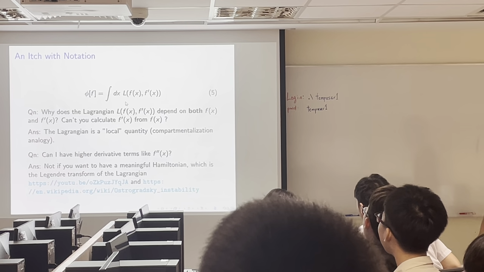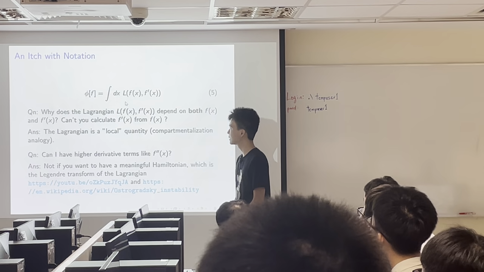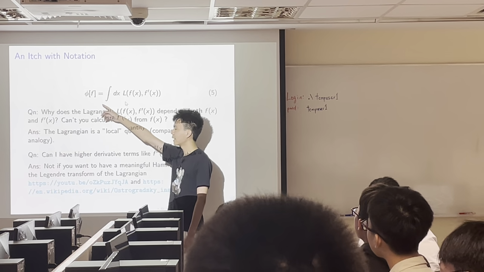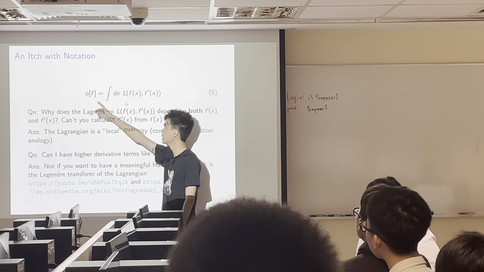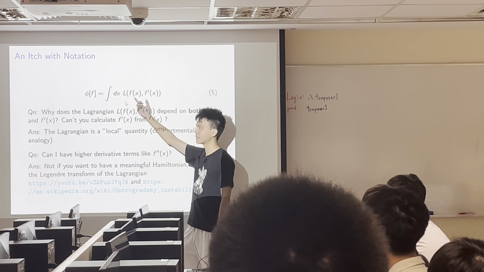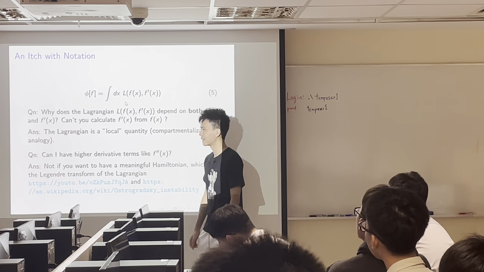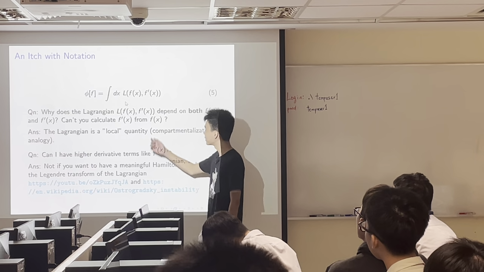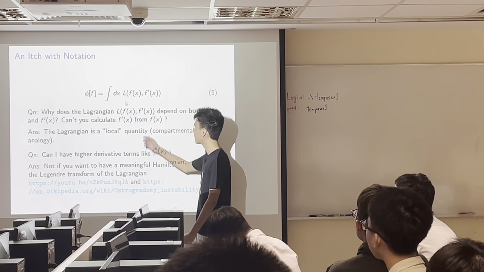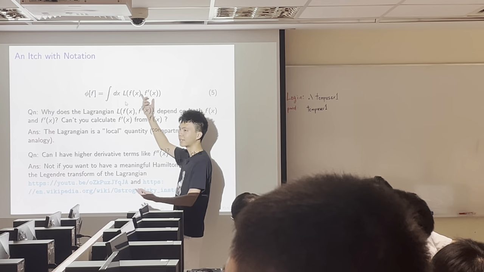Okay, so question now. For those that studied Lagrangian mechanics, you always see this expression, right? You write the action of some trajectory like q of t or x is equal to the integral of the Lagrangian. And you always write that the Lagrangian is taking in two inputs, f of x and f prime of x. And something I've always wondered when I was studying it is, why does the Lagrangian need to take f prime of x? So this is just notation, of course. If you know what you're doing, it's okay. But why do they always write f prime of x here? I'm always wondering, you already have the f of x, can you not calculate f prime of x?